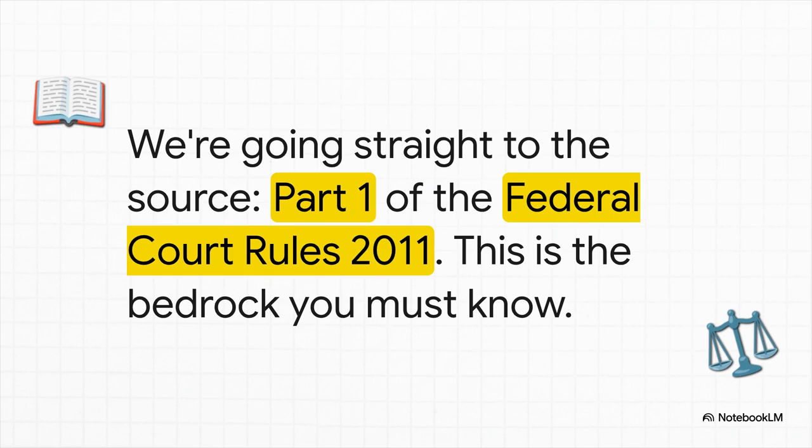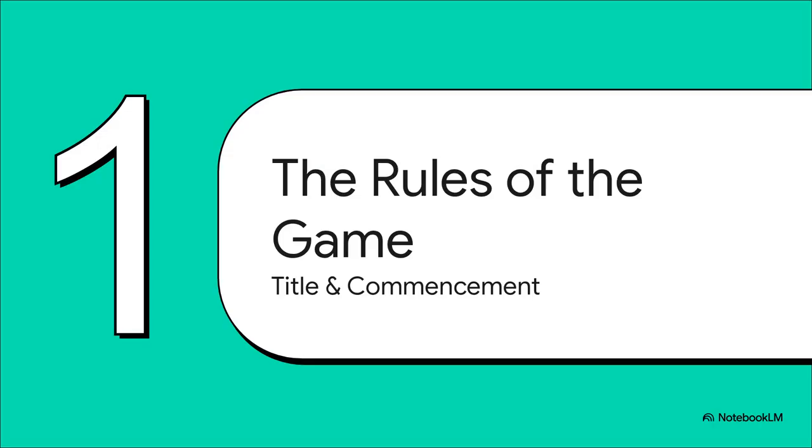And where are we getting all this from? We're going straight to the source, the Federal Court Rules 2011, specifically Part 1. This is the bedrock, you guys, the part you've got to know backwards and forwards. All right, first things first. Let's get the basics locked into your memory. Rule 1.01 tells us the name, the Federal Court Rules 2011. Simple enough. Now, Rule 1.02 gives us a date you have to remember, August 1st, 2011. Why is this date so important? Well, it draws a line in the sand that can still impact cases you're working on today.